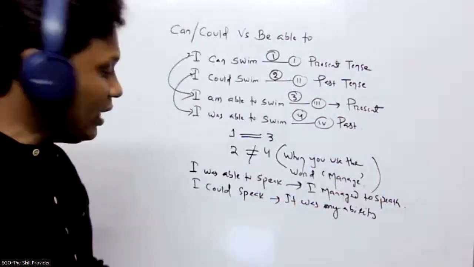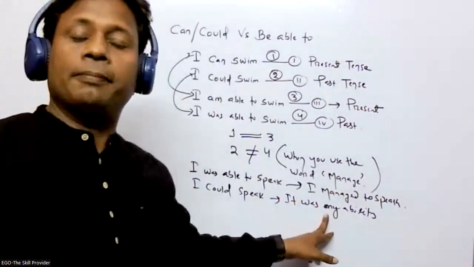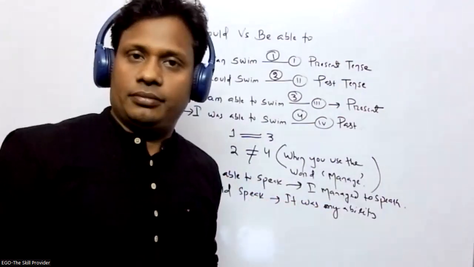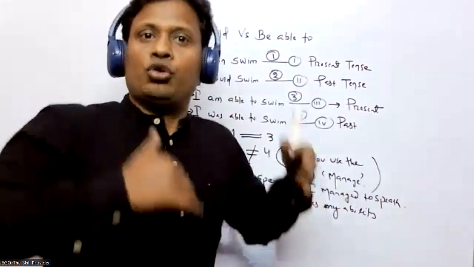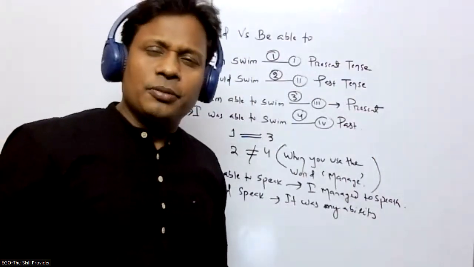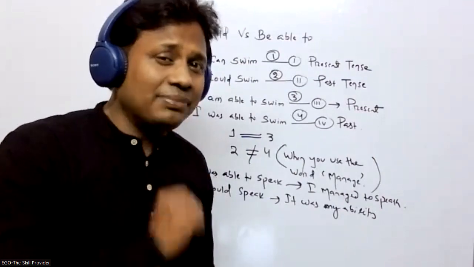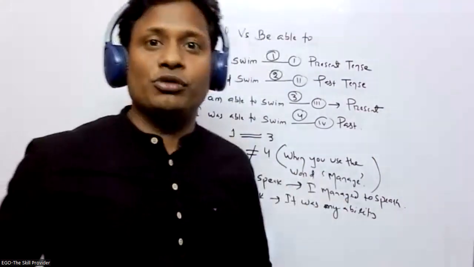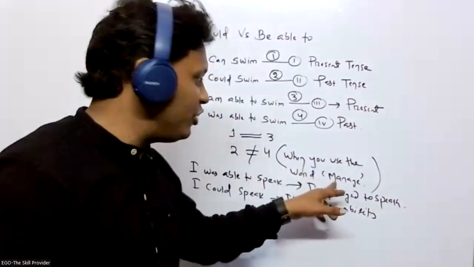Okay. Something was my ability. It was completely my ability. I had that ability. I could go, I could run. But if I say I was able to run, sometimes I did not have the skill. I did not have that particular thing, but somehow I tried and became successful. So that is something called manage.